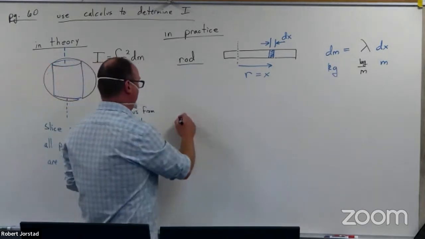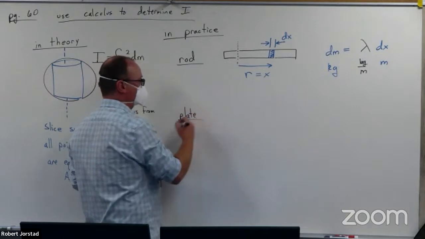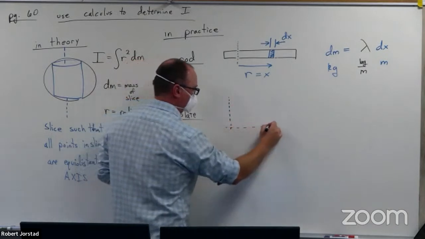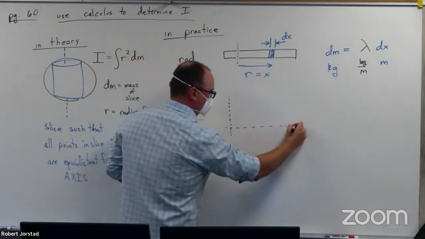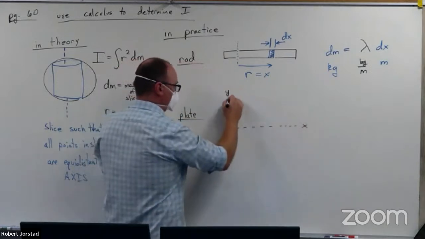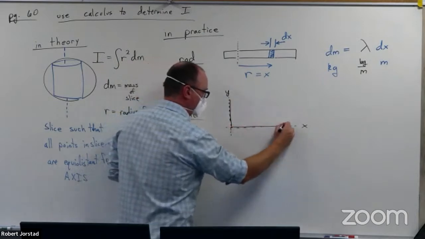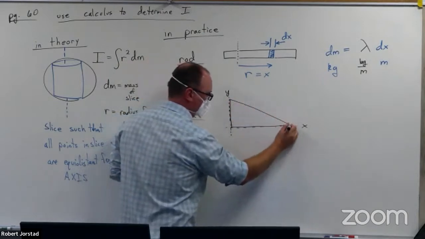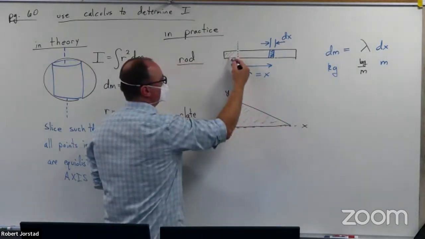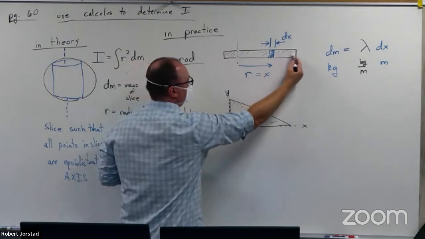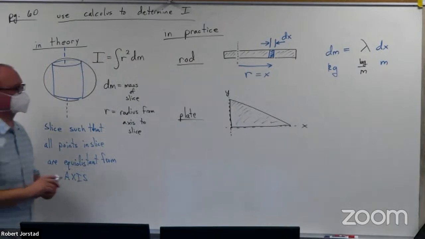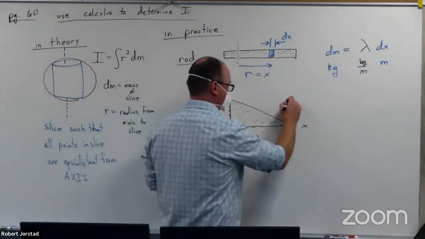What if we do a plate? If I do a plate, let's say this is the x-axis and this is the y-axis. Here's my plate. Okay, let's put some shading in here just so it's a little easier to see. I want to slice this thing, and let's say I want to rotate about the y-axis for no good reason.